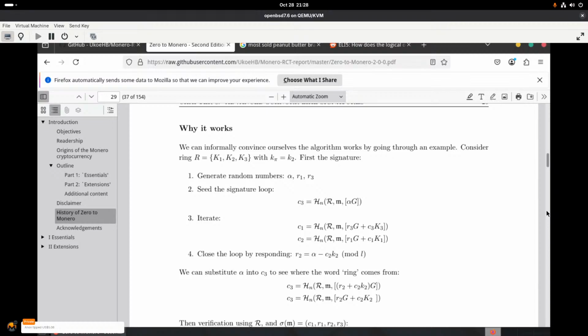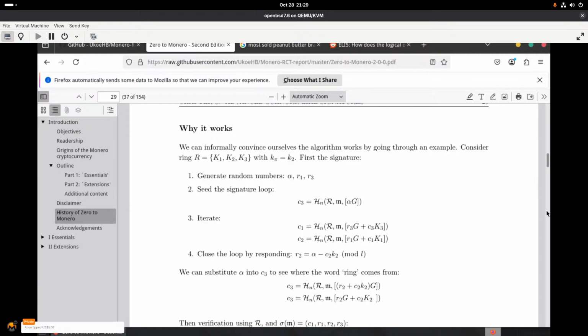Why it works. We can informally convince ourselves that the algorithm works by going through an example. Consider ring R equals K1, K2, K3 with K_pi equals K2. First, the signature. Generate a random number alpha, r1, r3. Seed the signature loop, c3 equals H(R, m, alpha G). Iterate, c1 equals H(R, m, r3 G, c3 K3), c2 equals H(R, m, r1 G, c1 K1). Close the loop by responding r2 equals alpha minus c2 k, mod l.